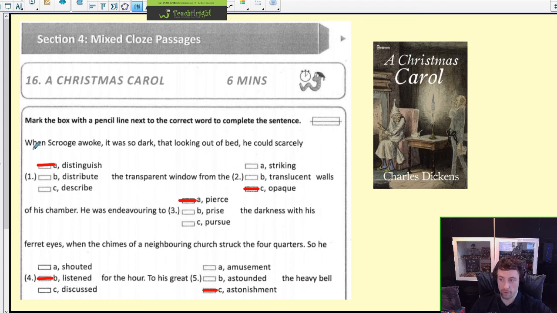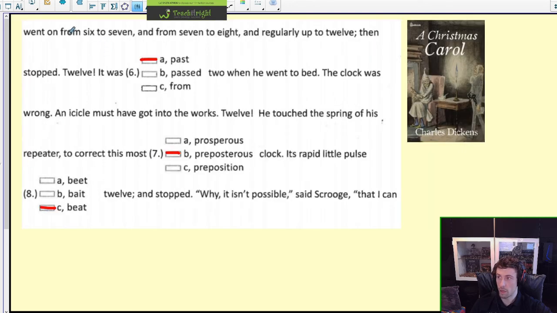He was endeavouring to pierce the darkness with his ferret eyes when the chimes of a neighbouring church struck the 4 quarters. So he listened for the hour, and to his great astonishment, the heavy bell went on from 6 to 7 and from 7 to 8, regularly right up to 12. That means that it rung and told him that it was 12 o'clock. Then stopped. 12! It was past 2 when he went to bed.